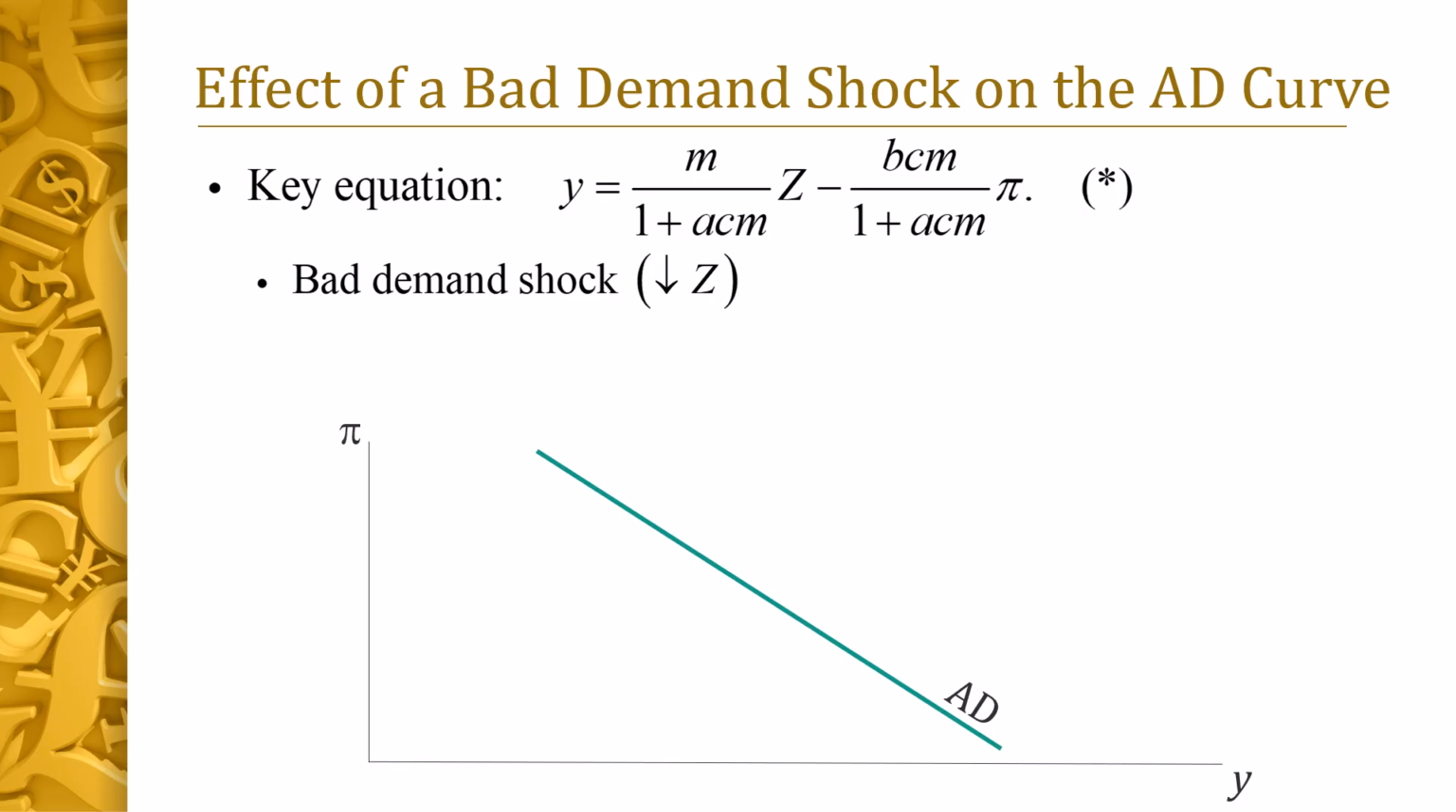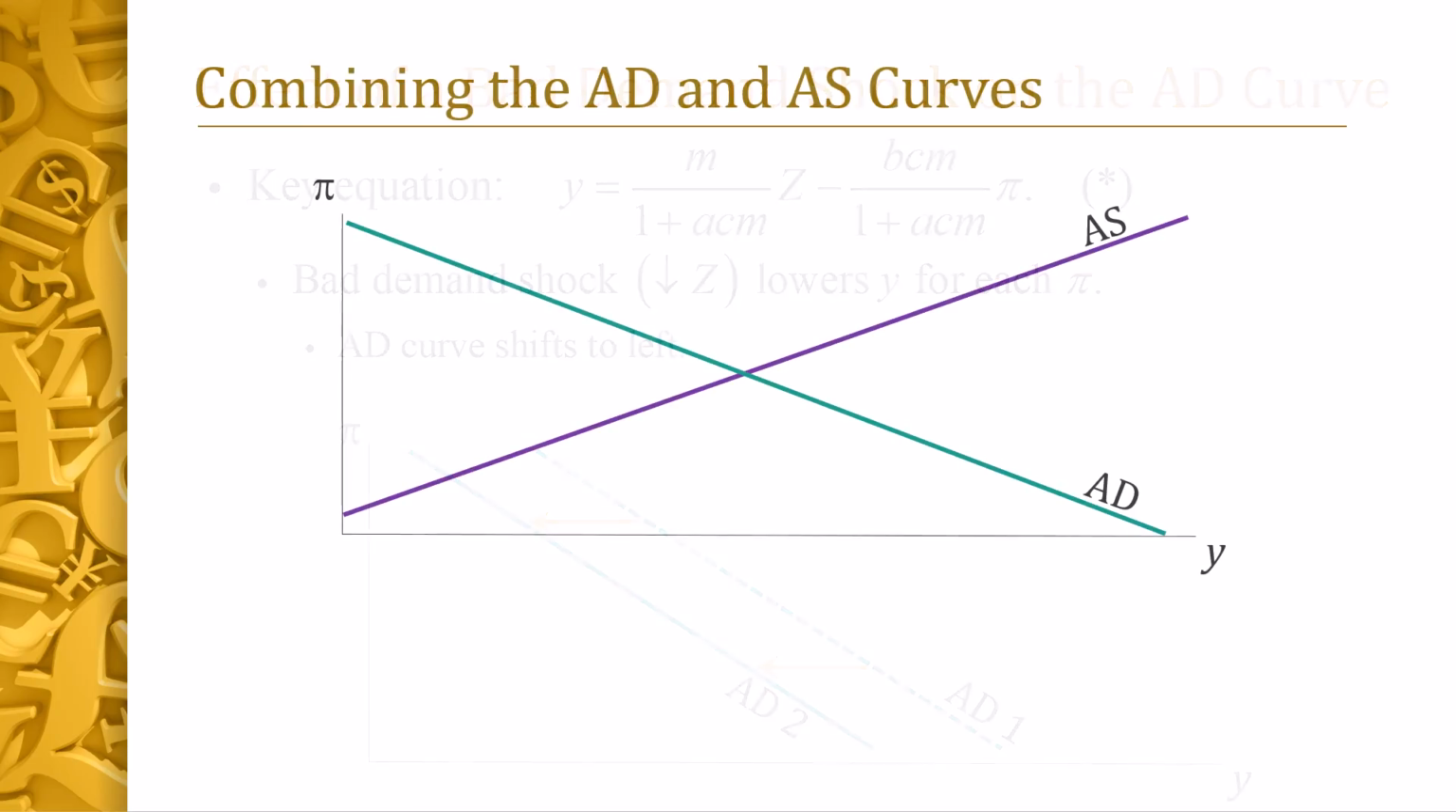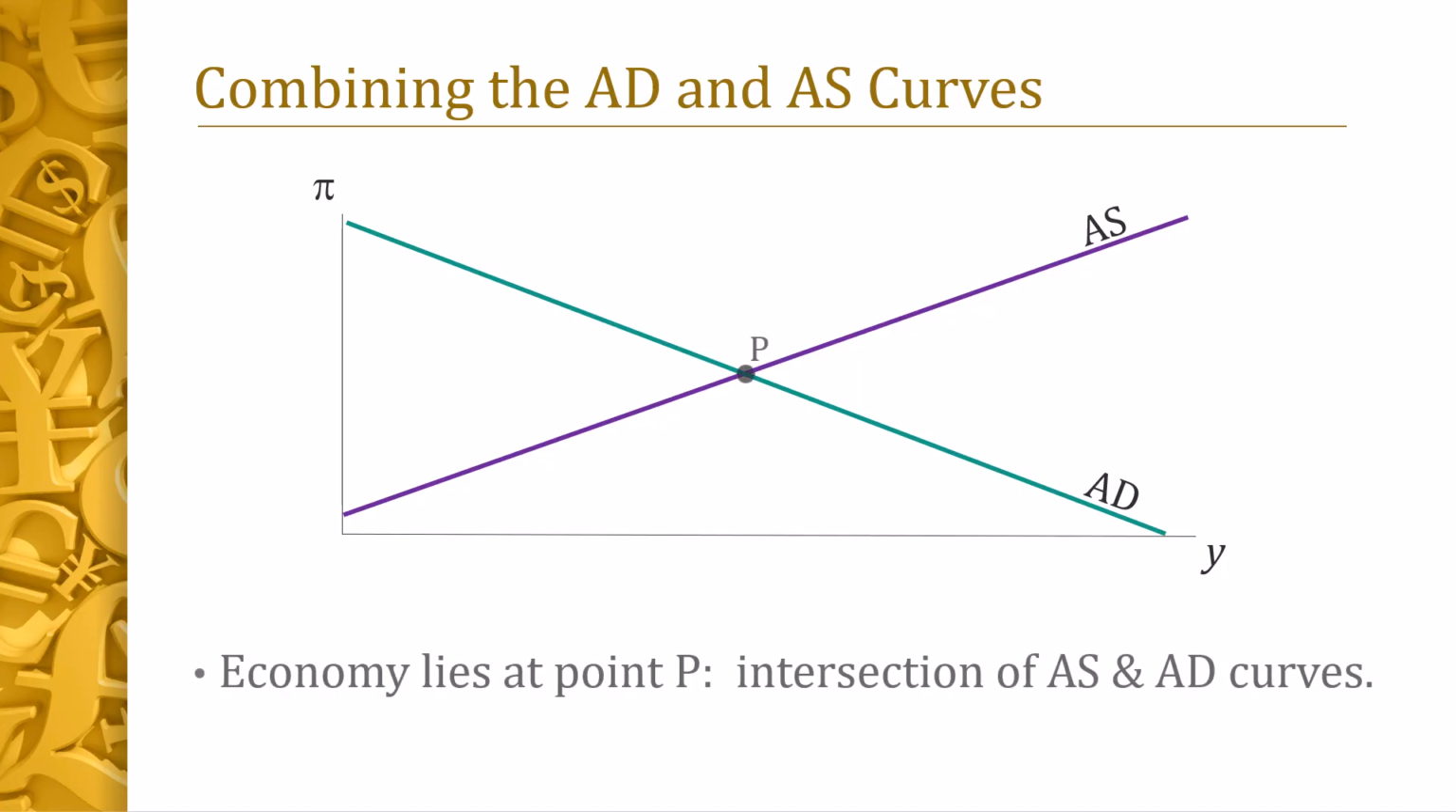Z falls. Since the coefficient multiplying z in the key equation is positive, a fall in z lowers output y for any given level of inflation pi. In graphical terms, the AD curve shifts to the left. We now combine the AD and AS curves in the same diagram. At every point in time, the economy lies at their intersection, depicted here as point P.